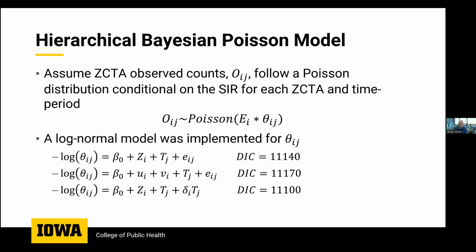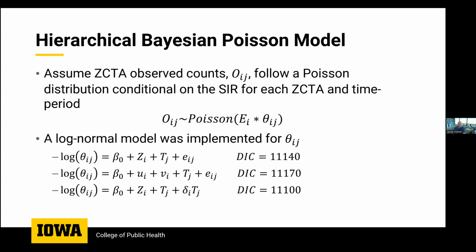We built a hierarchical Bayesian Poisson model for that, a standard disease mapping model for count data. And we looked at a lot of different variations of models. I have 3 of them up here. We ended up going with the 3rd one that's on here.